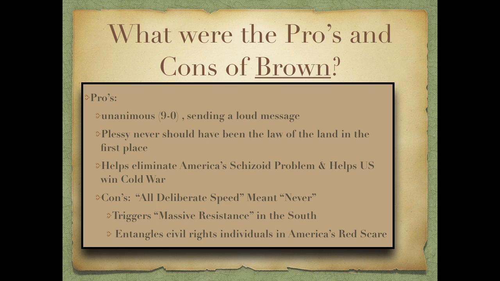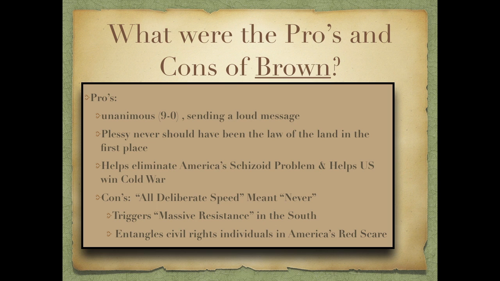The Brown decision helped eliminate America's schizoid problem, that is, the American dilemma. It indicated that America was going to choose its deepest ideals over segregation. That was good. It also helped the U.S. win the Cold War because it showed the United States moving towards equality, at least at the national level, not the state level. Well, the cons, of course, have to do with the implementation order.